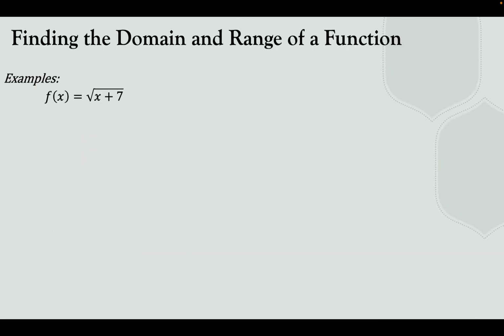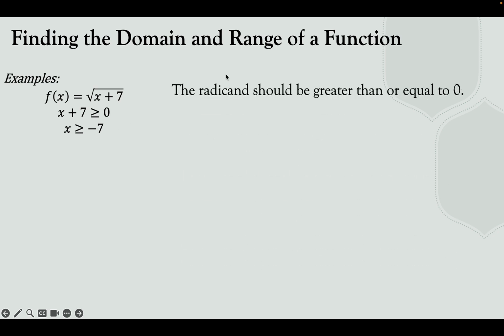So let's try this one. We have here f of x is equal to the square root of x plus 7. It is a radical, so that means your x here must be greater than or equal to 0. So we denote here x plus 7 greater than or equal to 0. Transpose positive 7 to the right side, it becomes negative 7. So x is greater than or equal to negative 7. So that means the radicand should be greater than or equal to 0, no? We have now defined our third example.